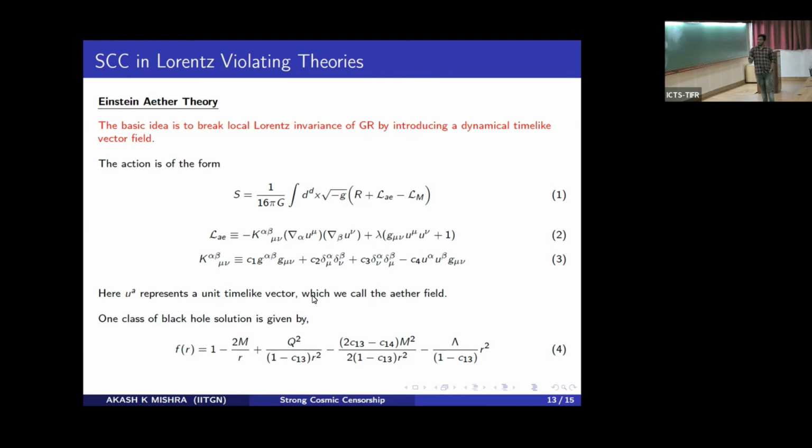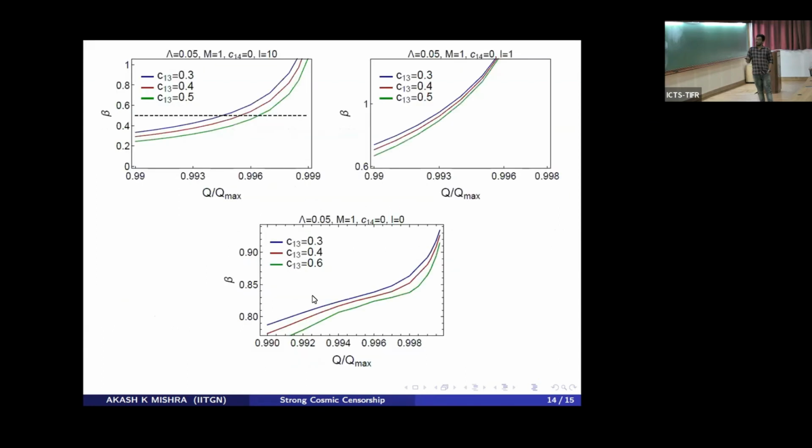I have just taken a specific class of solutions where this correction C1, C2, C3, C4 are the Einstein ether modified gravity constants. And C13 is C1 plus C3 and C14 is C1 plus C4. And we have plotted this beta again with respect to this C13. And as we have seen, as you increase C13, the value of beta decreases. And this we have checked for other parameter space in this particular theory.